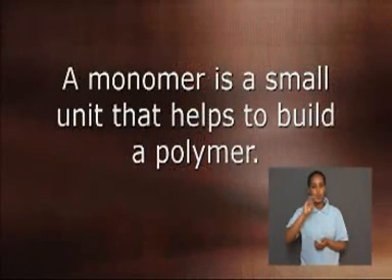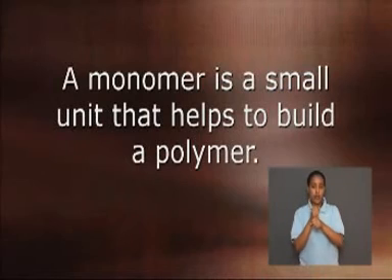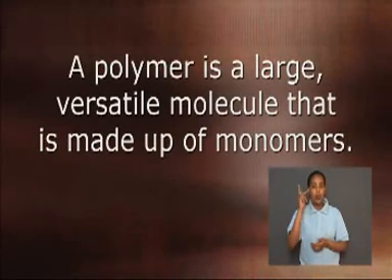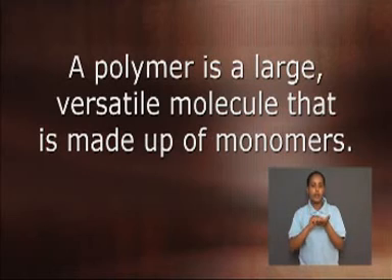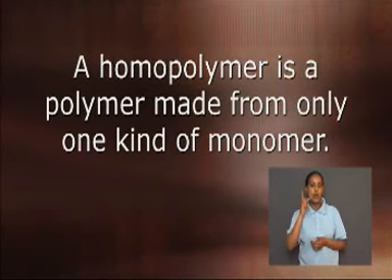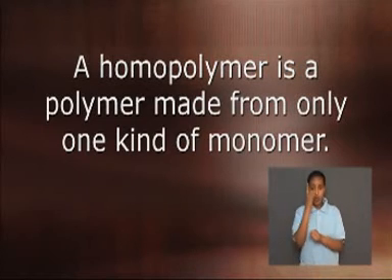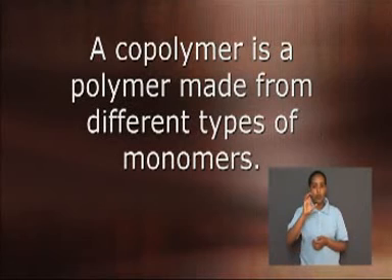A monomer is a small unit that helps to build a polymer. A polymer is a large, versatile molecule that is made up of monomers. A homopolymer is a polymer made from only one kind of monomer. A copolymer is a polymer made from different types of monomers.